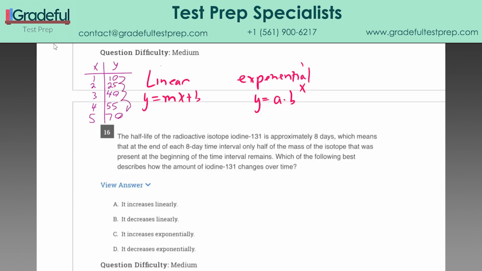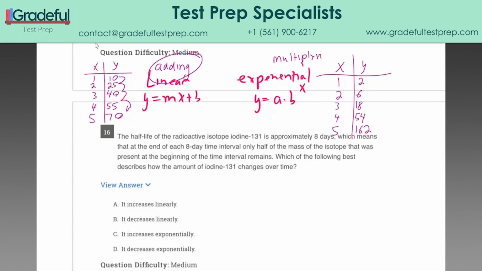So when you think of a linear equation, think about how something is being added each time. For an exponential, on the other hand, this is a situation where, yeah, we have an exponent in the equation itself, but what that means is that we're multiplying over and over again. So an exponential would look a little something like 2, 6, 18, 54, and 162. So in other words, we're multiplying by 3 every time here. So when you think of an exponential equation, think about the idea that we're multiplying every time we increase x by something. So what kind of equation do we have here?